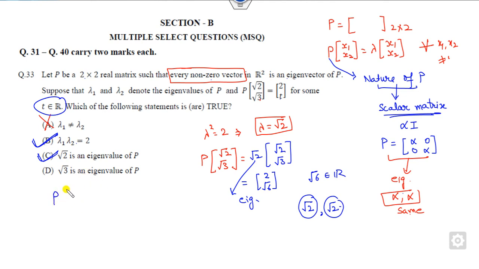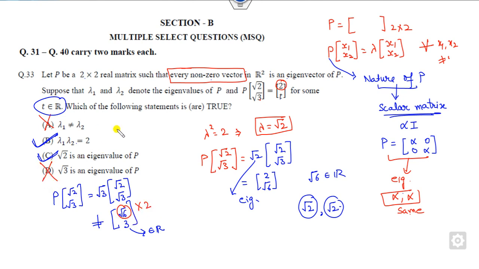Can root 3 be the eigenvalue? So you can see again, if I multiply this, can you write this value as of this? You can't. Why? You clearly see that it is root 6 and this is 3. So this 3 belongs to R, that's fine. But what do we need? We need the value as 2, which is not 2. So this option is cancelled out. So the right answer is B and C.